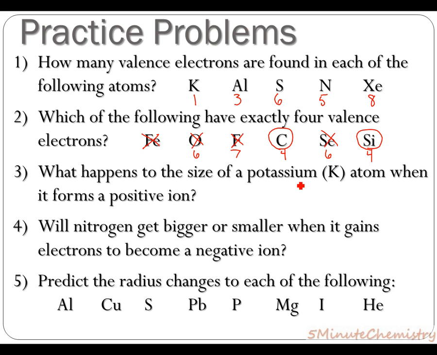So what happens to the size of a potassium atom when it forms a positive ion? Okay, so there are a couple of keys in this question. We want to know what happens to the size of potassium when it forms a positive ion. To form a positive ion, it had to give away, right? It had to lose a negative electron. If it lost an electron, it has that imbalance, that positive imbalance.